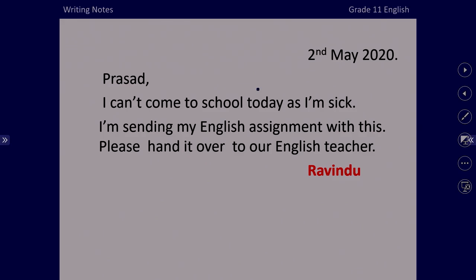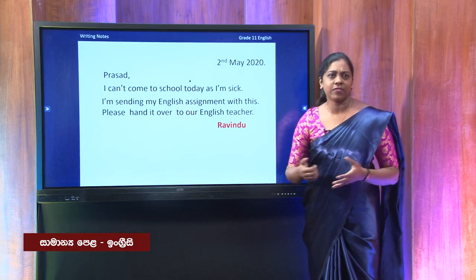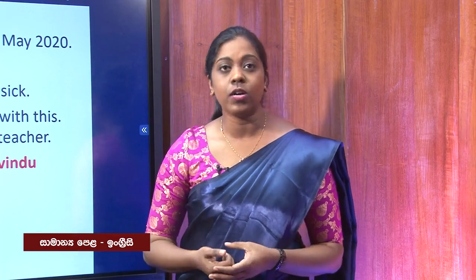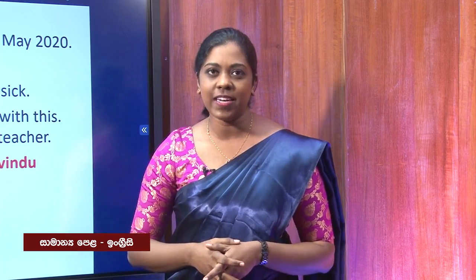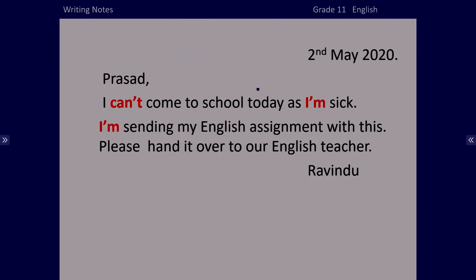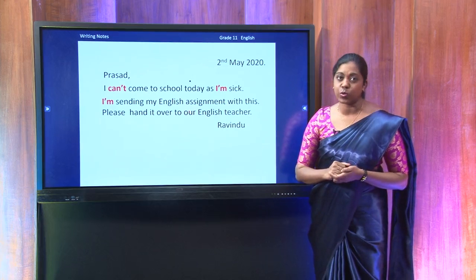And also, when Ravindu is signing, he has signed only his name, not even his surname, because when he says Ravindu, Prasad obviously knows it is Ravindu, his best friend or his close friend or his classmate. He doesn't have to write Ravindu Ratnaik or Ravindu Fernando to show who he is, right? Okay. And another fact you have to remember here is, children, use of contracted forms. You don't have to say, I cannot come or I am sick. You can simply say, I can't come and I'm sick. You can jolly well use the contracted forms or short forms when you're writing notes.